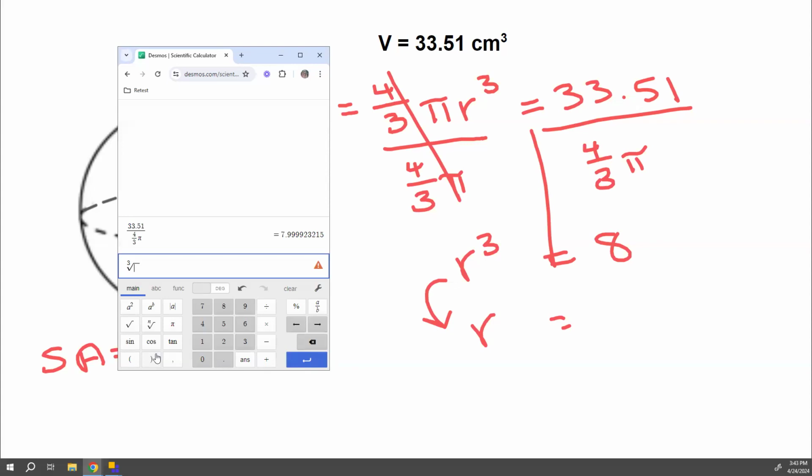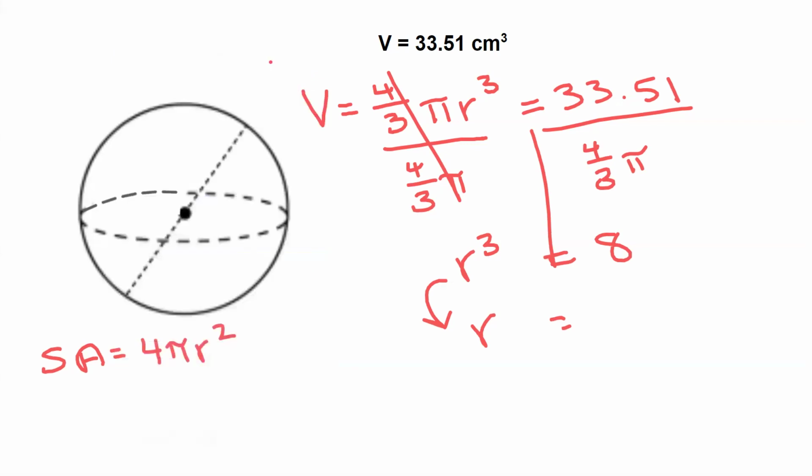And then inside, I'm going to place the 8. So I'm doing cube root of 8. And I get 2 for my radius. So my radius is equal to 2. Now that we've worked backwards and solved for radius, we can now solve for our surface area. So I'm going to plug in that radius, 4 times pi times my radius of 2 squared.